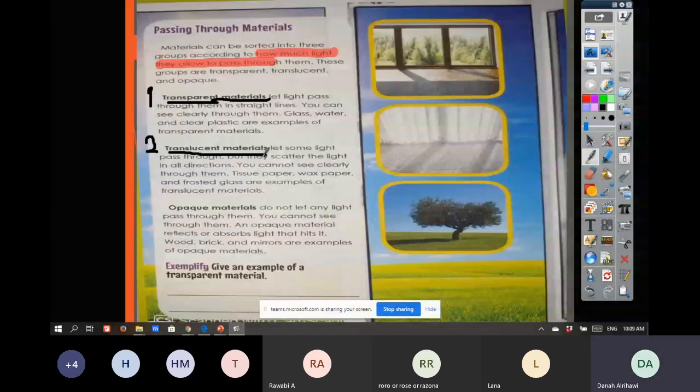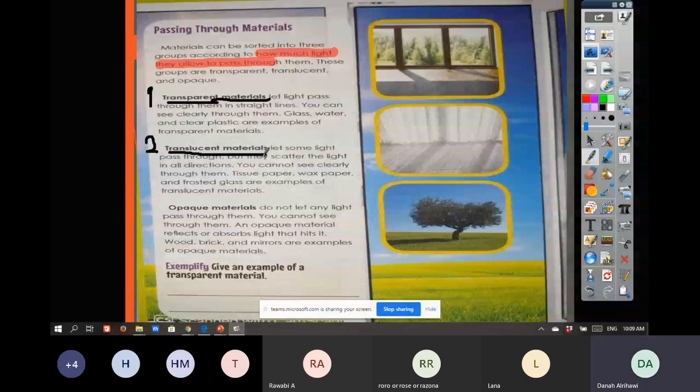The transparent materials let light pass through them in straight lines, so you can see everything clearly through them. Examples of this are glass, water, and clear plastic, like the plastic of the juice bottle.